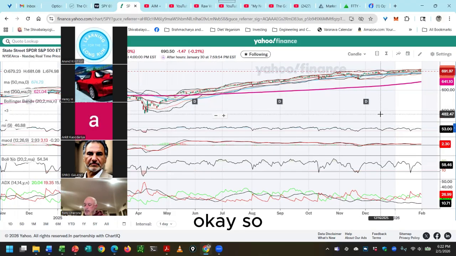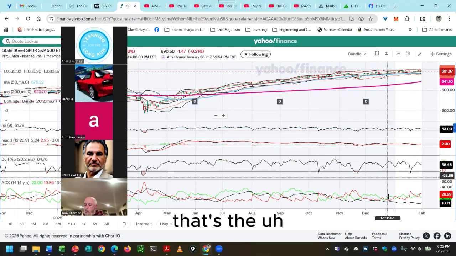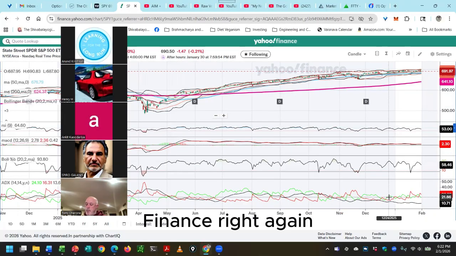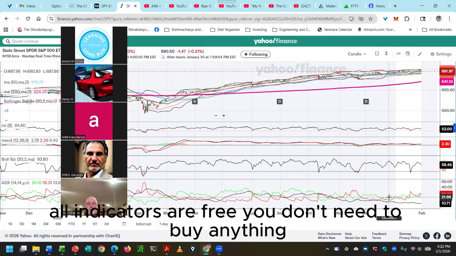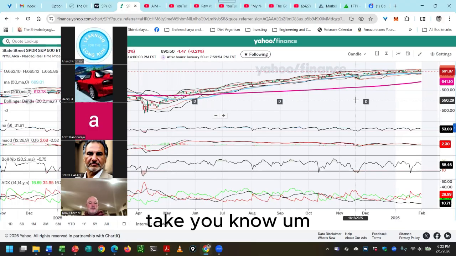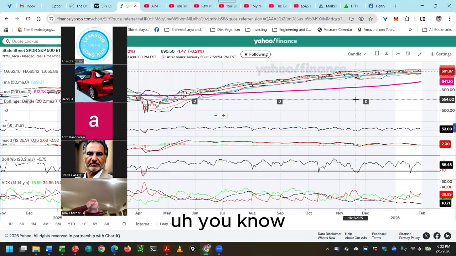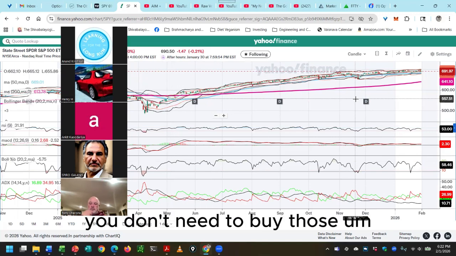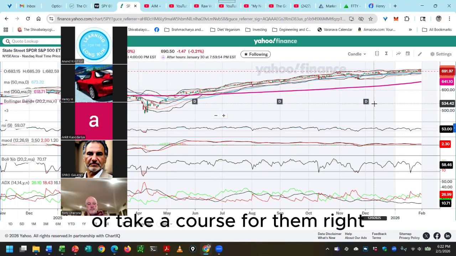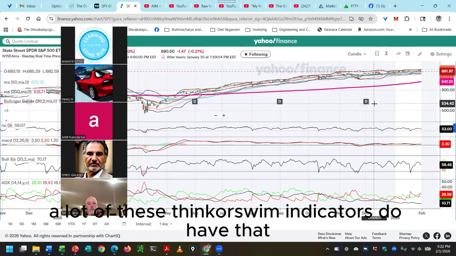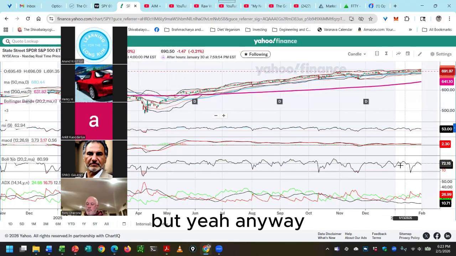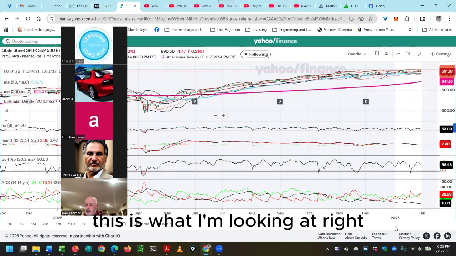Okay, so that's the general setup that I have here in Yahoo Finance. Again, all indicators are free. You don't need to buy anything, unlike some Thinkorswim indicators, where you need to buy them or take a course for them. A lot of those Thinkorswim indicators do have that, because a lot of them come from Simpler Trading. But anyway, this is what I'm looking at.